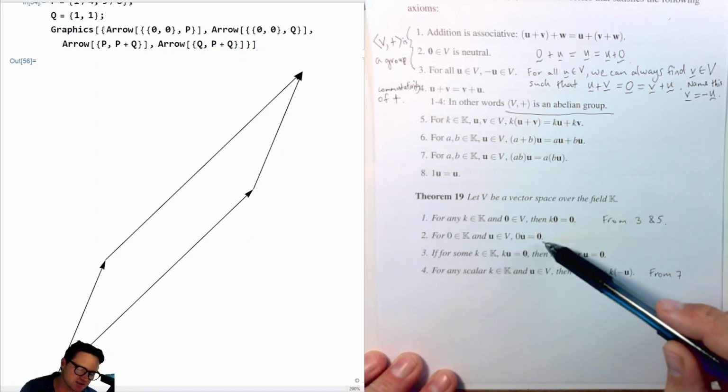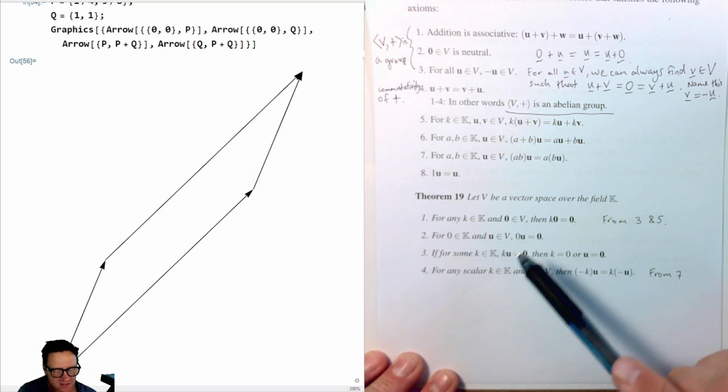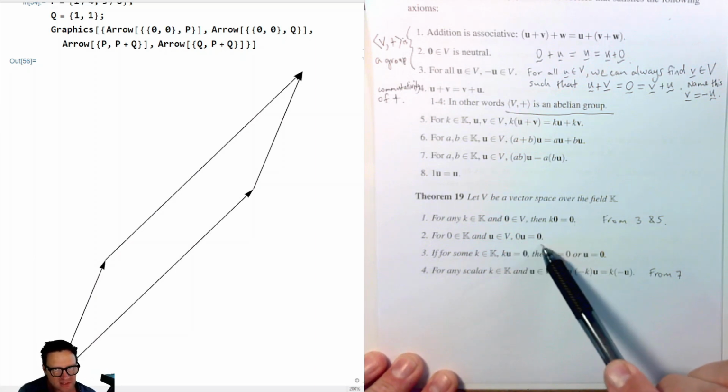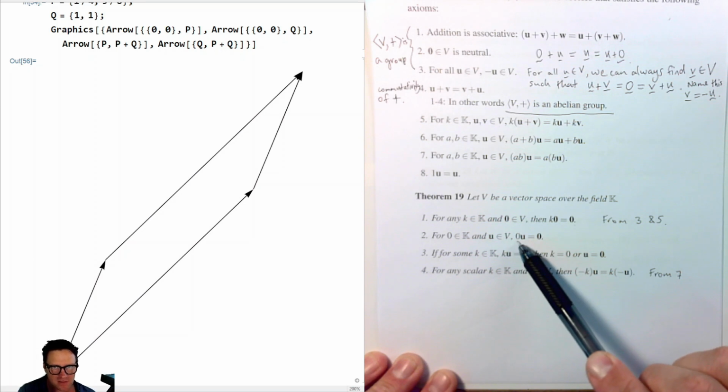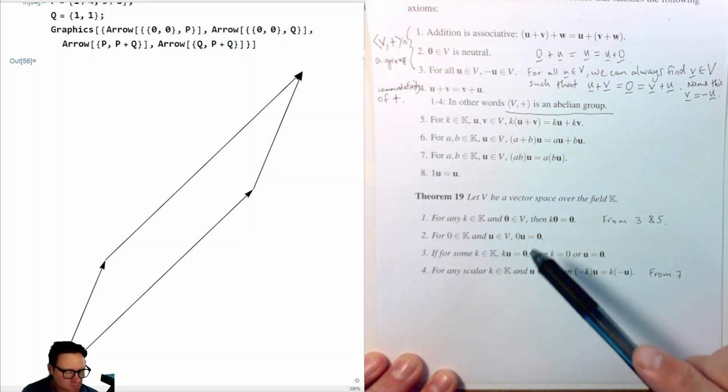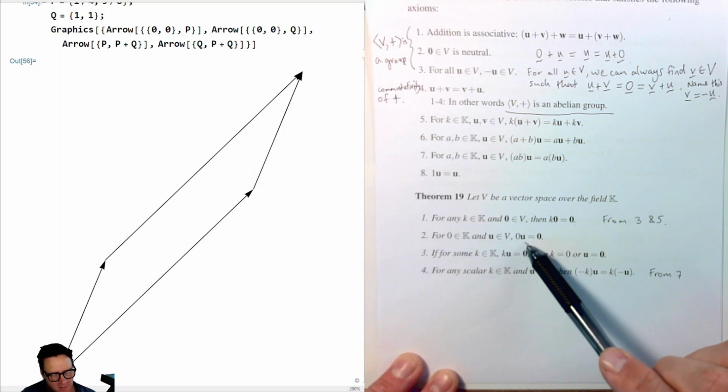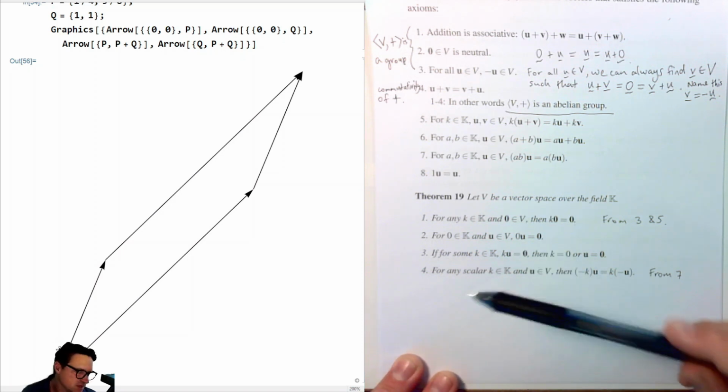Okay, next. For 0, the 0 number or 0 scalar in the field of scalars, and the vector u, 0 times u is the 0 vector. Notice there's a difference here. This is not bold, this is bold. So this is the 0 vector, this is the 0 scalar. Different concepts. So in other words, 0 times u is the 0 vector.